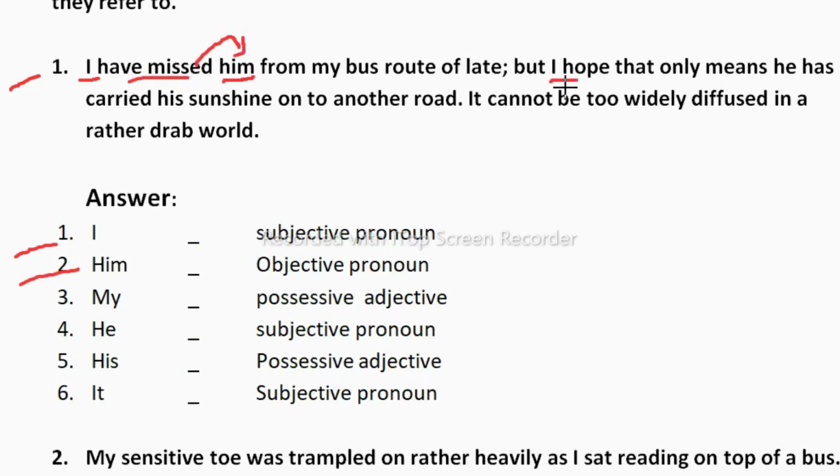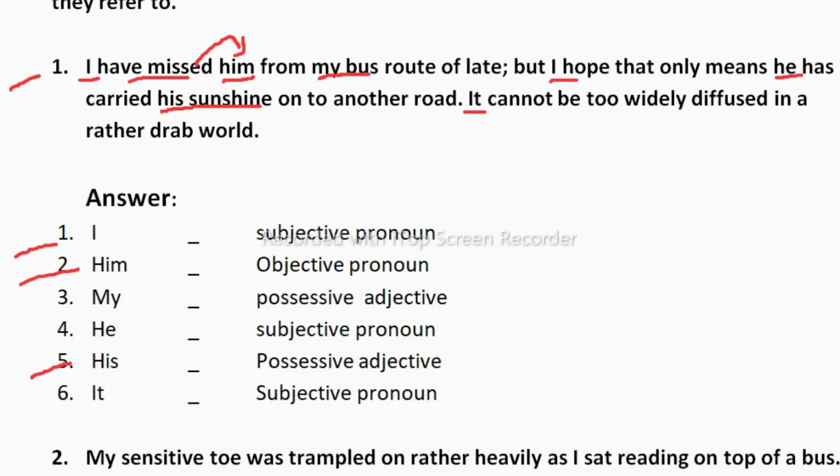I again, which is a subjective pronoun. He, which is also a subjective pronoun. His sunshine, which is a possessive adjective. His sunshine is a possessive adjective here. My bus, here again this is a possessive adjective. It again, this is a subjective pronoun. So you can see here, students, the underlined words are the pronouns.